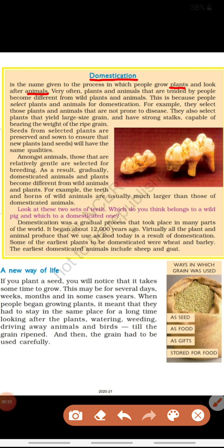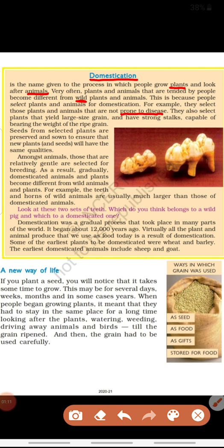Very often, plants and animals that are tended by people become different from wild plants and animals. So, the plants and animals which people take care of become domesticated, and they are different from wild plants and animals. This is because people select plants and animals for domestication. For example, they select those plants and animals that are not prone to disease. So people select such plants and animals which don't catch any disease.